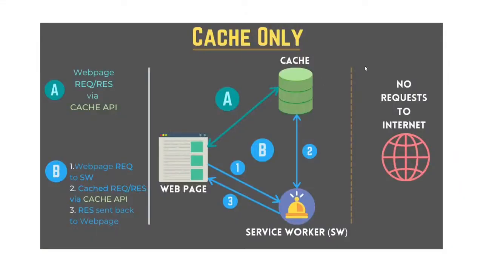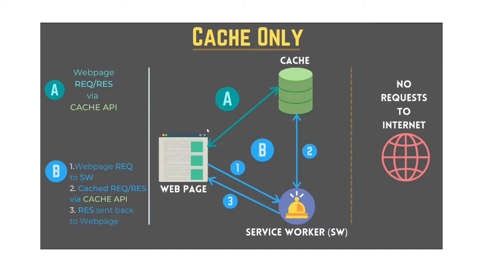Here is a diagram that tries to capture the essence of the cache-only strategy. Here I've put in A and B. These are like the requests made by the web page directly through the Cache API, and B is an indirect request through the service worker. I've also numbered the sequence of steps with some brief description on the side. One thing about the Cache API is it can be accessed from a normal web page too, and not only a service worker. For that reason, I made this distinction here.